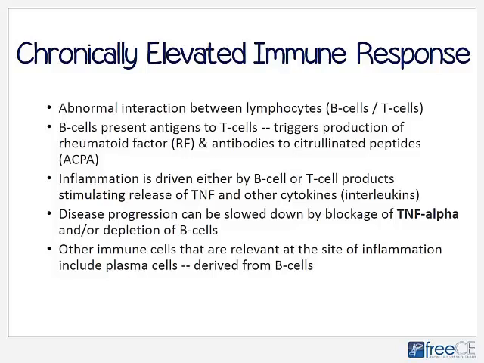Interestingly, the disease progression can be slowed down by blockage of either the TNF alpha or depletion of B cells. And typically pharmaceuticals are tailored towards this mechanism. Other immune cells that are relevant at the site of inflammation include plasma cells, which are actually derived from the B cells.